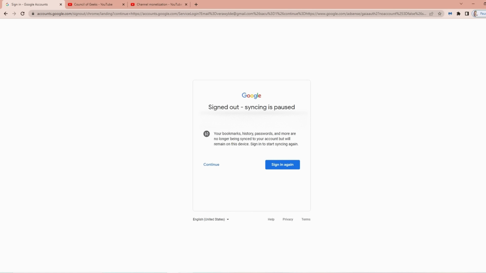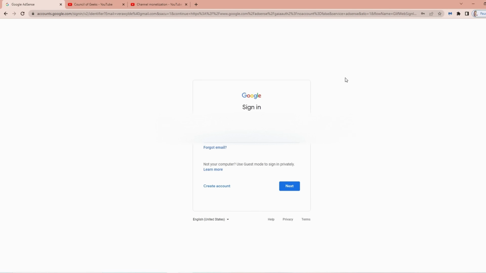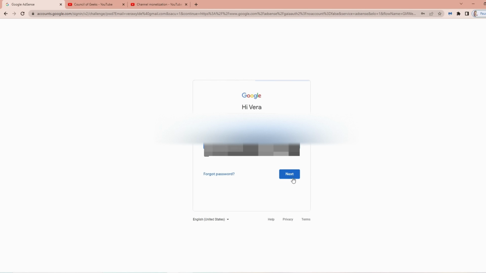It's telling me that I'm signing out, syncing is pausing. It's going to ask me, do I sign in again to Council of Geeks, which is the one I use the most? Actually, no, I'm not going to do that, because if I do that, it'll send me back to square one, because it won't let me sign in as Vera Wild if I'm still signed in with this. So instead, we hit continue, and we go through this again.